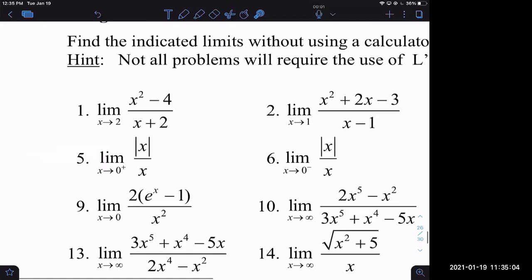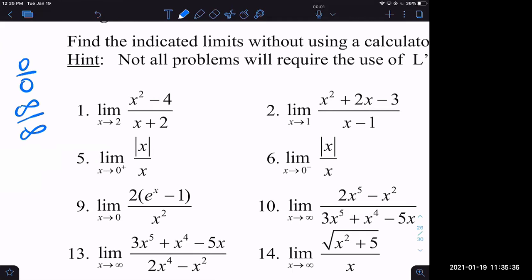So can we do L'Hopital's rule on number 1? If you wanted to, would it work? What has to happen in order for us to be able to do L'Hopital's rule? Only in 2 cases. It has to be what over what? 0 over 0. Good. The only time we can apply L'Hopital's rule is 0 over 0 or infinity over infinity. If it's not one of those 2 cases, L'Hopital's rule does not work.